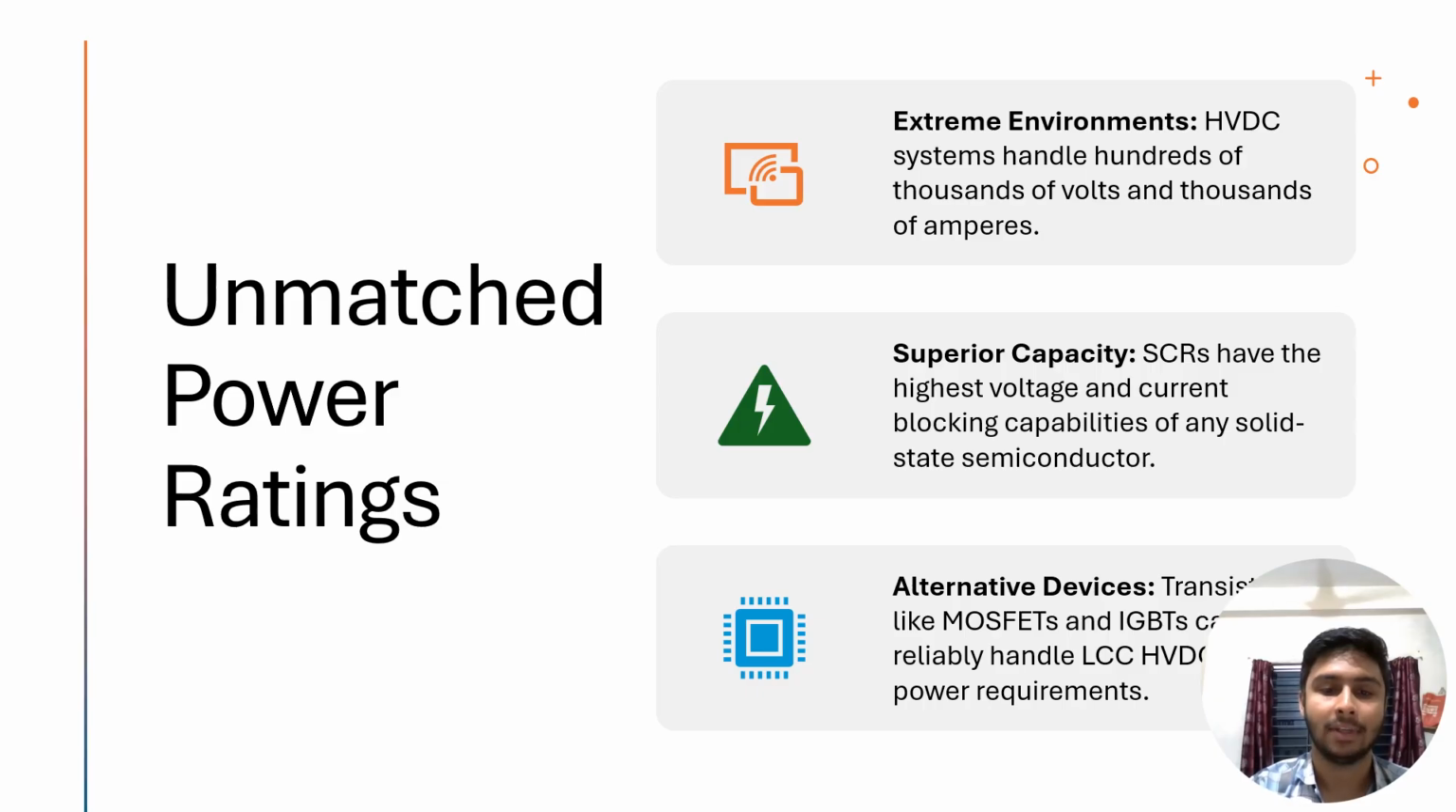While modern transistors like MOSFETs and IGBTs have revolutionized low and medium power electronics, they simply cannot reliably handle the sheer scale of power required in traditional line commutated converter HVDC systems. SCRs stand entirely in a league of their own here. They possess the highest voltage and current blocking capabilities of any solid state semiconductor currently available.